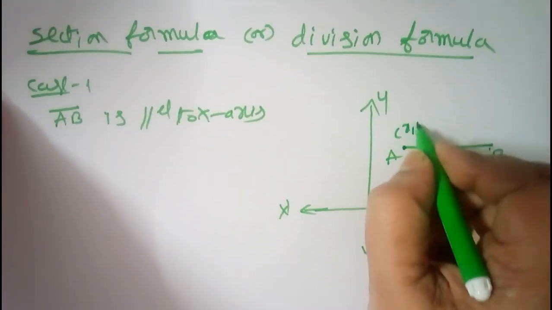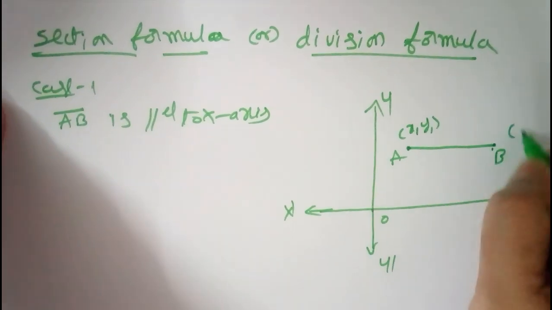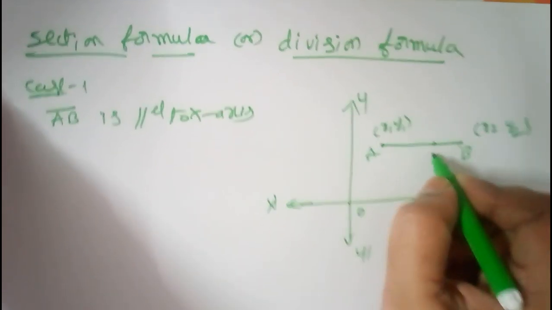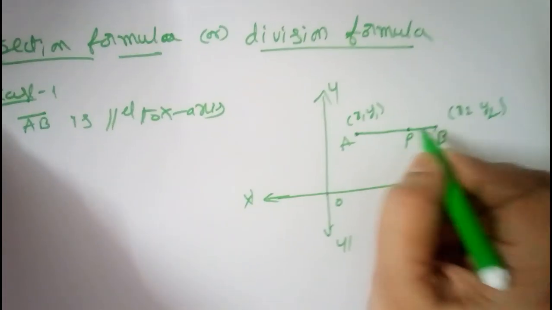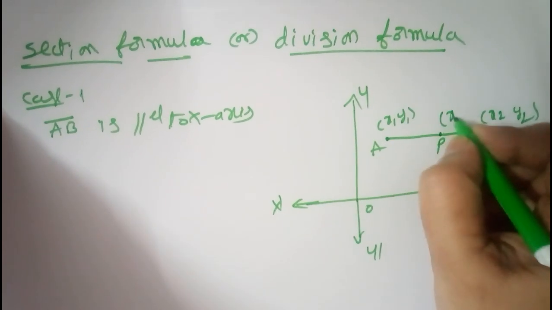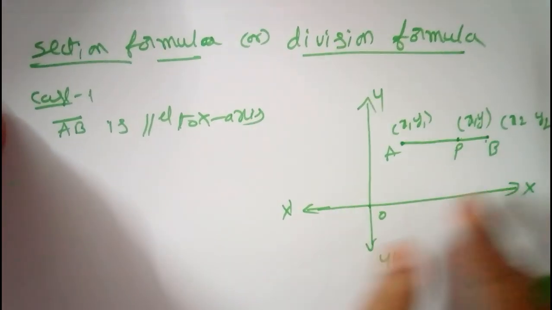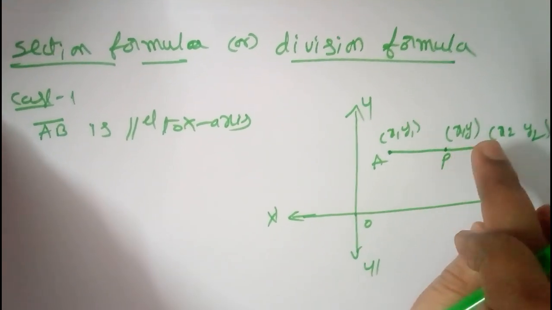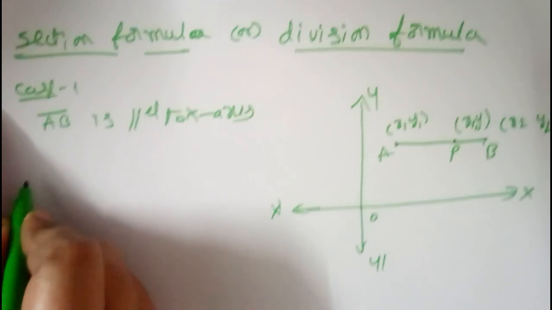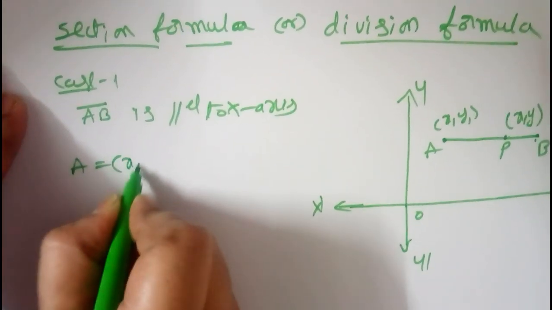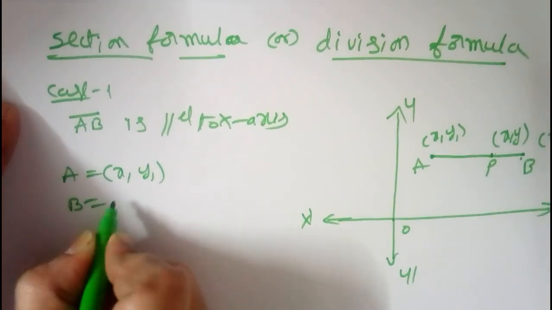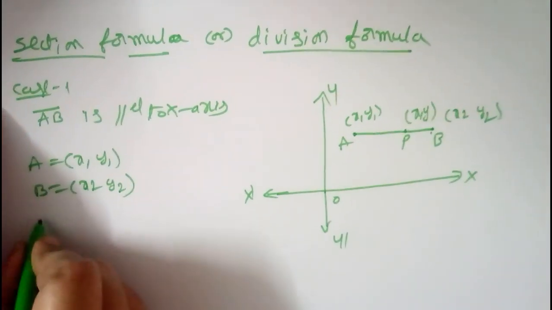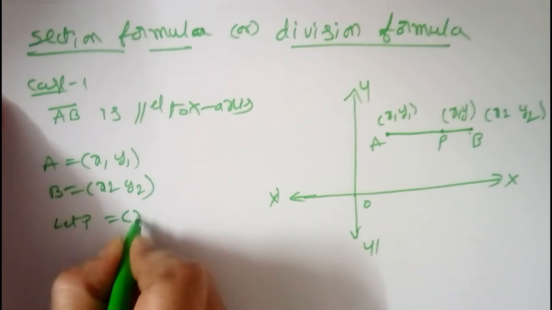A is (x1, y1), B is (x2, y2). Now the point P divides AB internally. So that is the point P (x, y). Then you have to find the coordinates of this point P. A (x1, y1), B (x2, y2), and the point P (x, y).